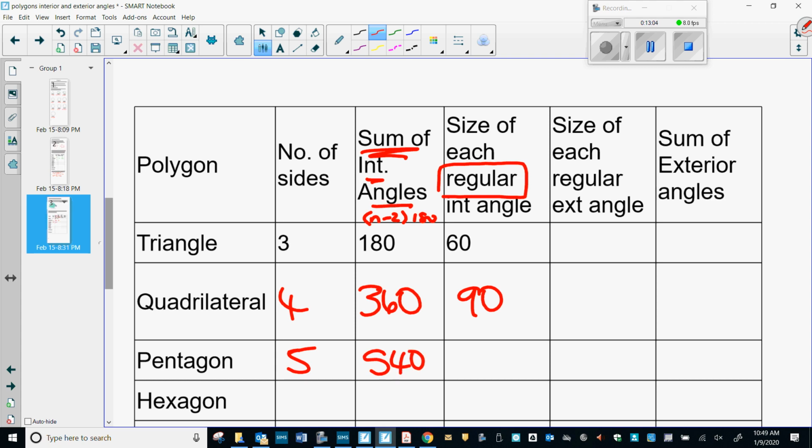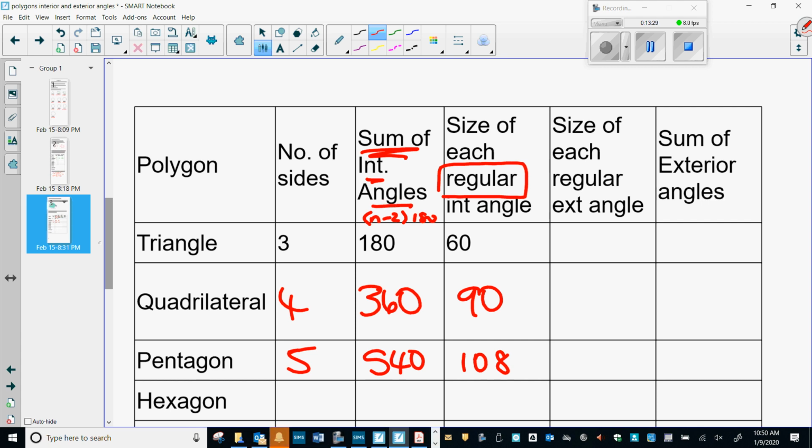So that's 120. Divided by sides, would that be 540 divided by 5? It's 108, sorry. So you do 4 minus 2 times 180, giving 360, divided by 4. This column here is from the previous table, and then you're just going to divide this number by this number.